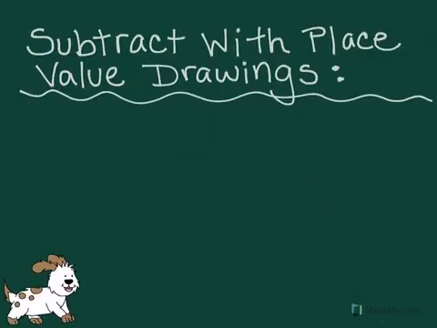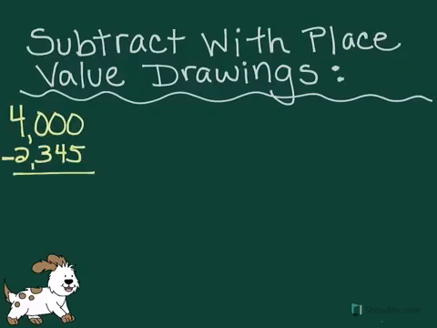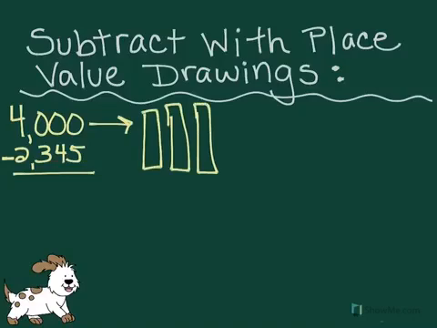The first way is to subtract with place value drawings. To do that, I'm going to draw my bigger number, which of course is 4,000. I know 4,000 is 4 of my big old rectangles. That one I got a little carried away with, but there you go.